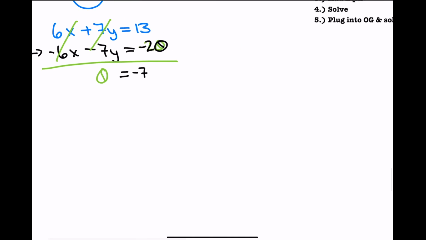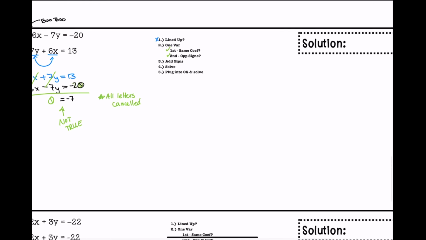Excuse me. Hold on, wait a minute. All our letters canceled. And we're left with this, which is not true. Right? 0 ain't going to be equaling no -7. So this is one of those cases where we have no solution. Okay? So just be careful with that.